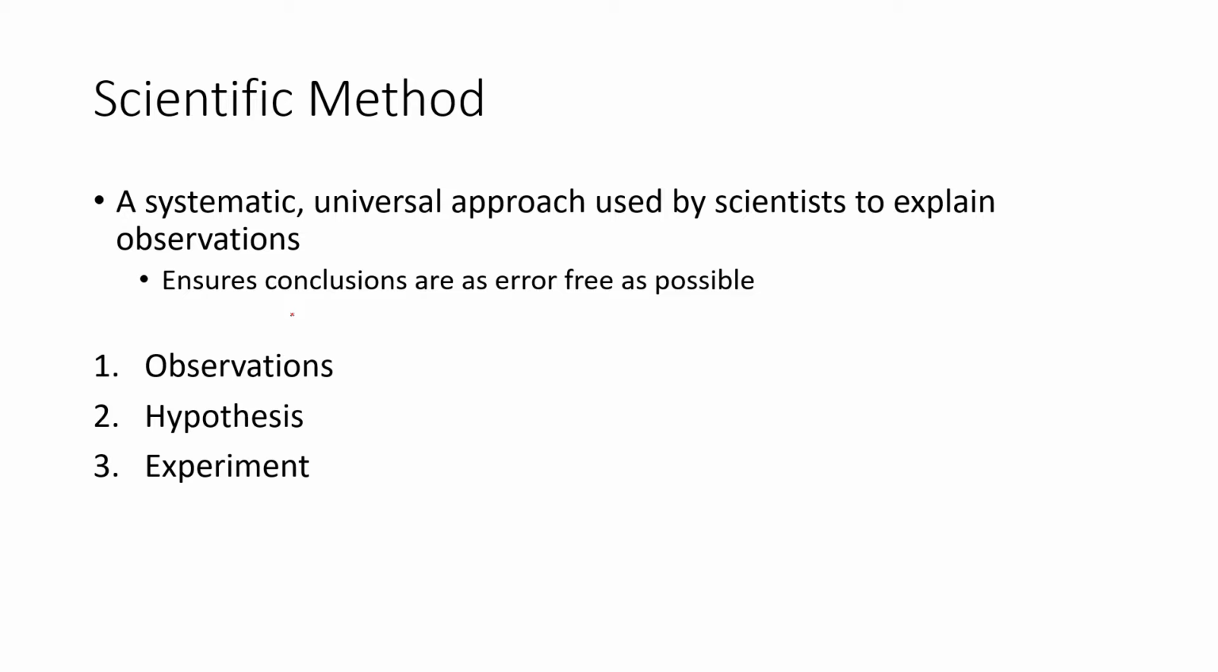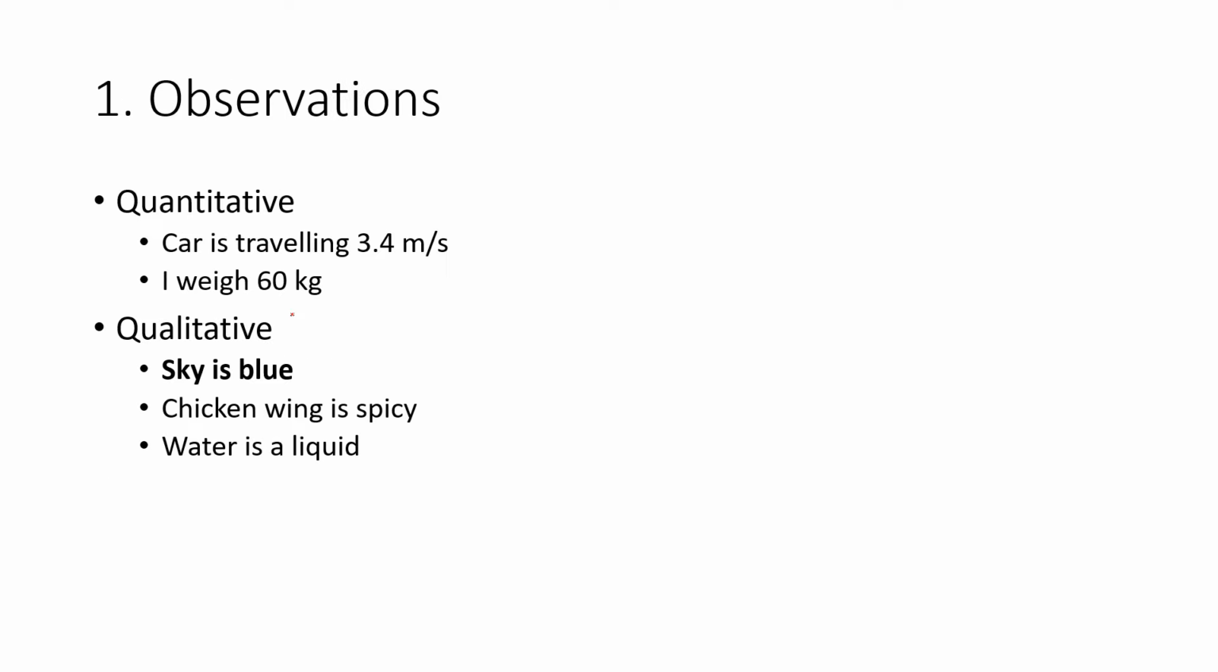The scientific method consists of 3 steps. The first step is observations, the second step is a hypothesis, and the third step is an experiment. Now keep in mind, depending on the problem, the scientific method might change, but these 3 points will always be in every single scientific method procedure. So the first point is observations.